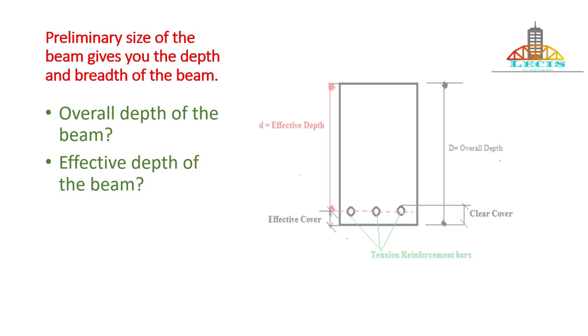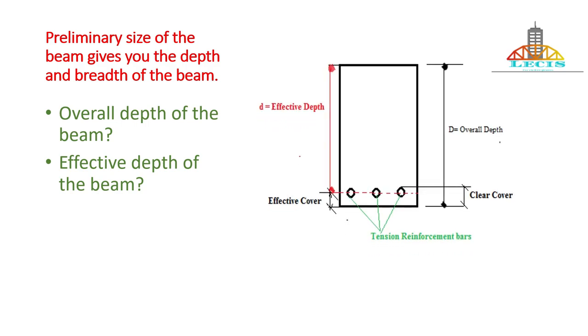Here I have this cross-section of the beam. The result of preliminary size of the beam gives you this breadth of the beam and this depth of the beam. You can see here, these three circles represent the tension reinforcement. The reinforcement is always provided on the tension side of the beam. And this capital D represents the overall depth of the beam.